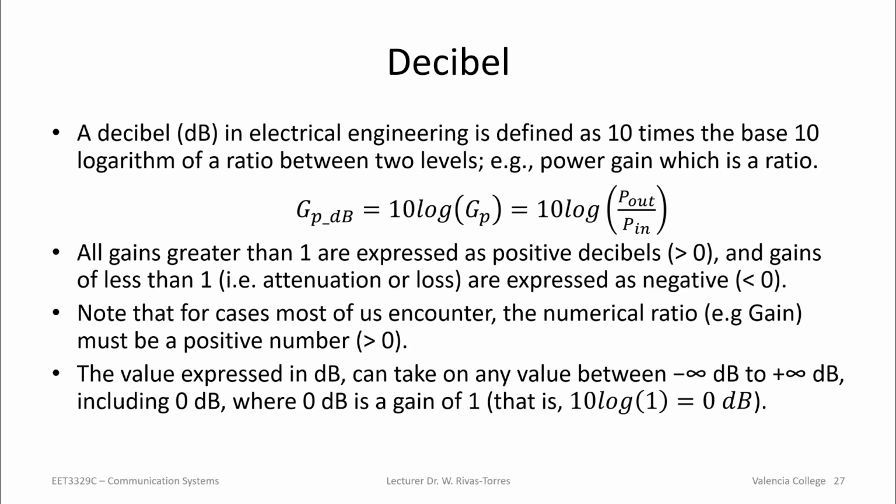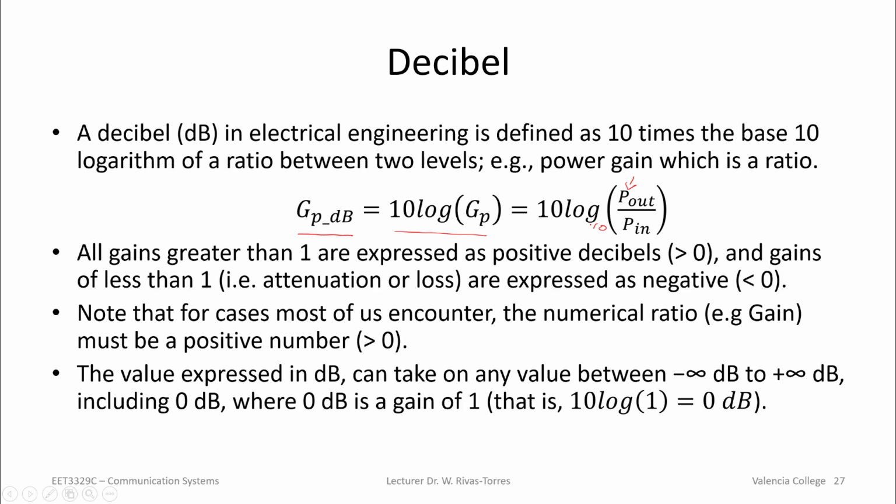All right. We will operate most of the time in a unit called a decibel. A decibel in electrical engineering is defined as 10 times the base 10 logarithm of a ratio between two levels. Isn't it convenient that any gain we talked about is already a ratio? It's unitless. So we define gain in dB as 10 log of the power gain, which ends up being 10 log of P out over P in. And remember, this is log base 10. I didn't put the 10 in my equation, but it is log 10.